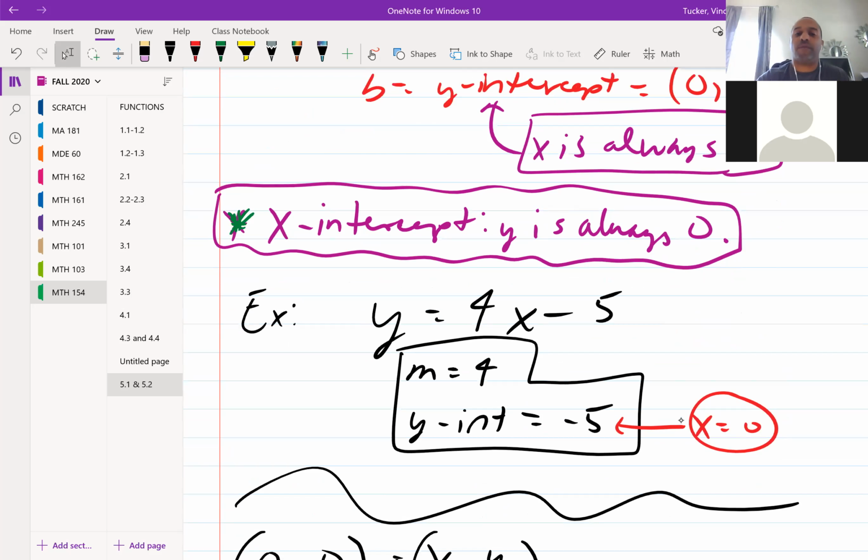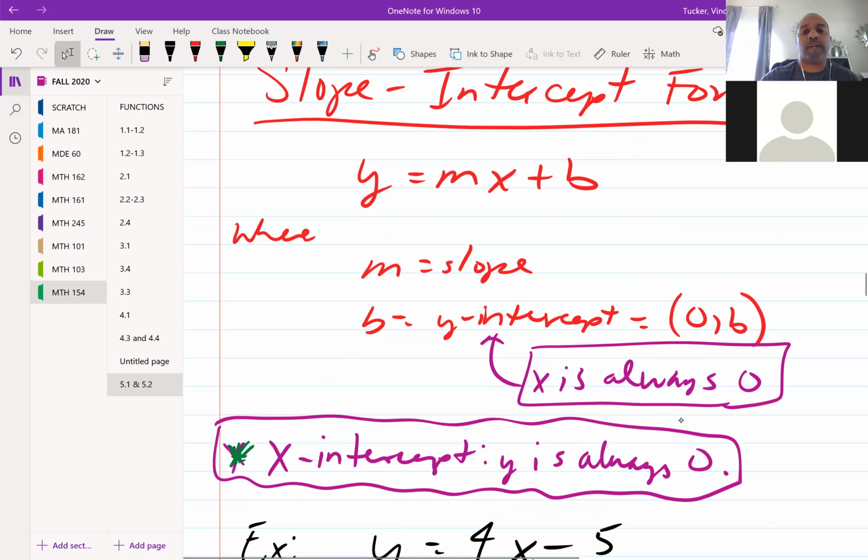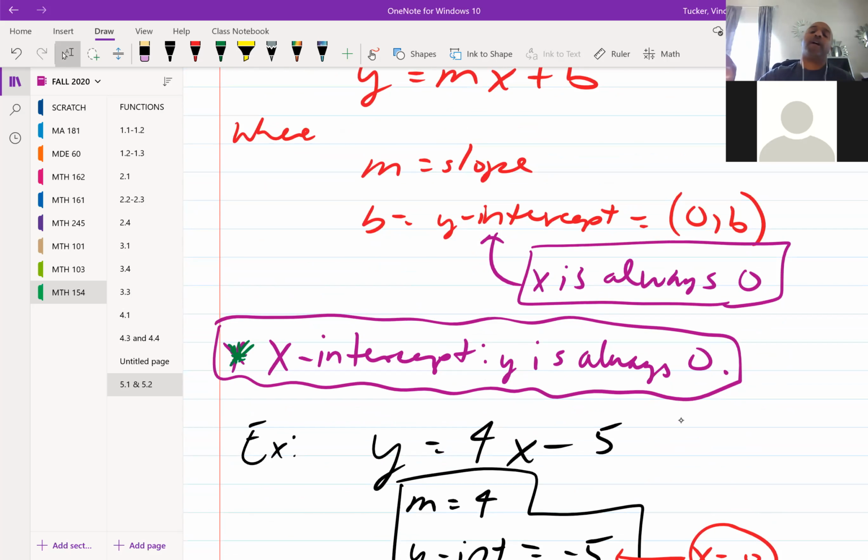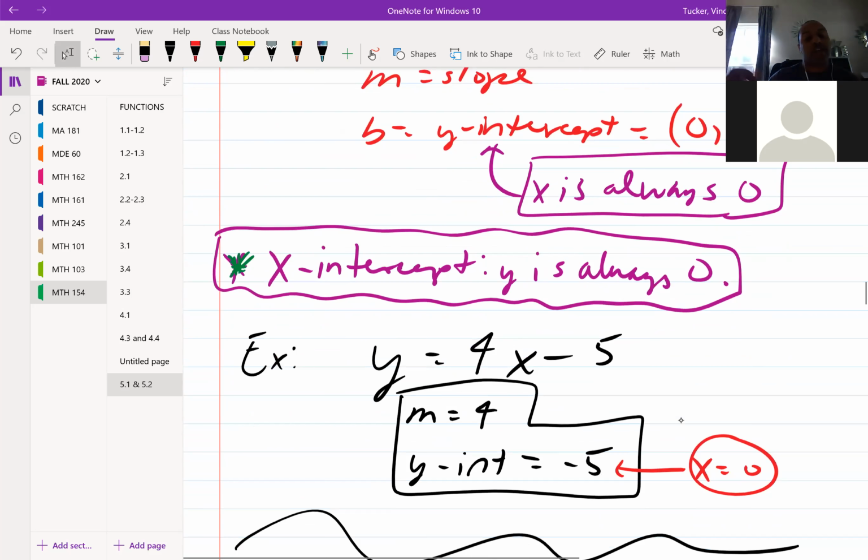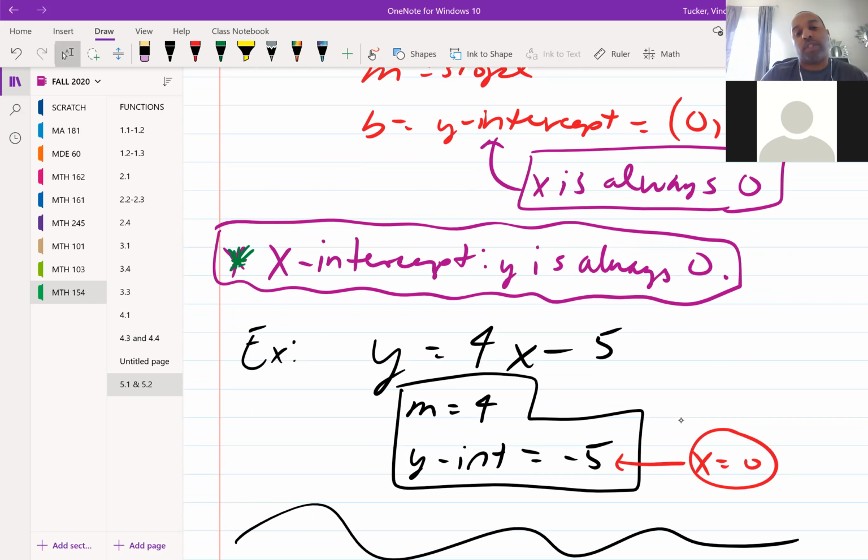So if your equation is in this form, y equal to mx plus b, you solve for y, and everything on the other side of your equation is simplified as much as possible. And we're talking about linear equations here. What is sitting in front of x is your slope, and the other number is your y-intercept.